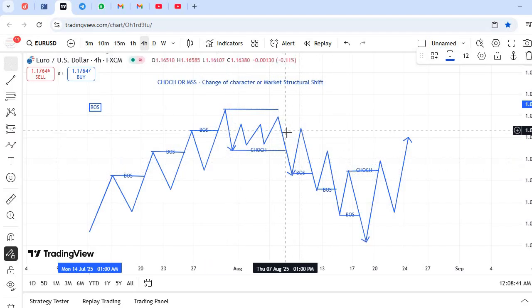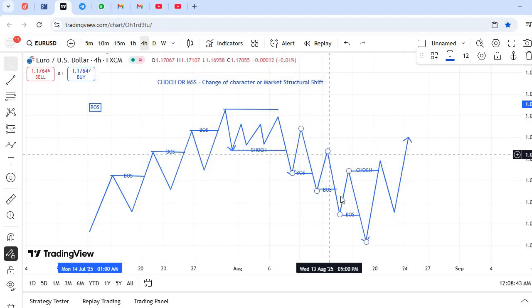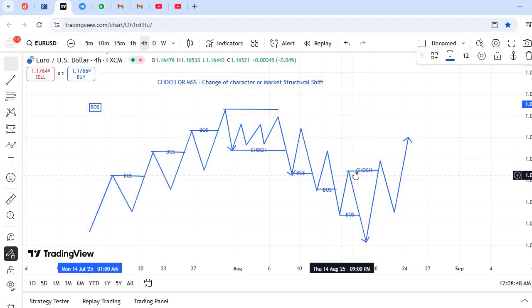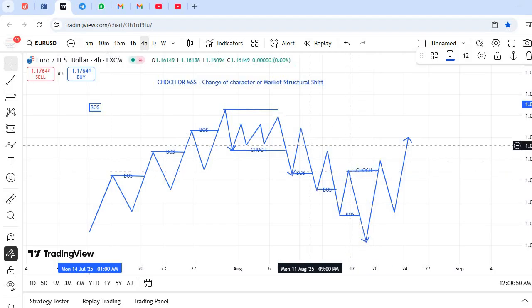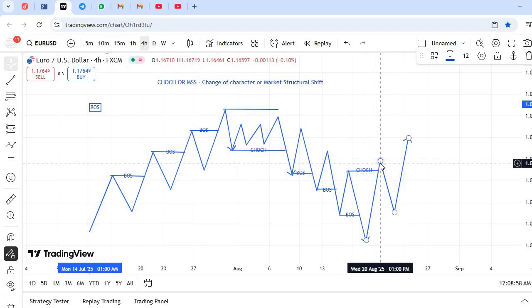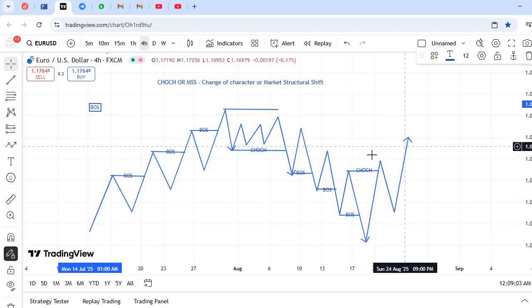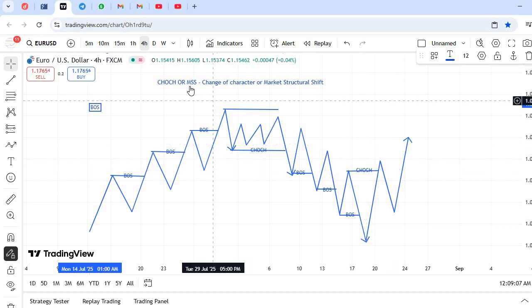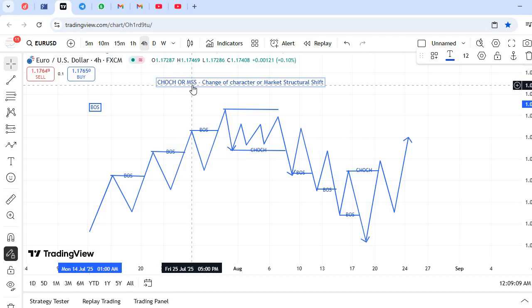So we had impulse, correction, impulse, correction, impulse, correction, impulse, then impulse. But it has taken out this last high. Don't forget, like I said, the highs in a downtrend sustain the trend. So the high must not be taken out. Once the high is taken out, that means we are now having a change of trend, which we now call change of character or market structural shift.